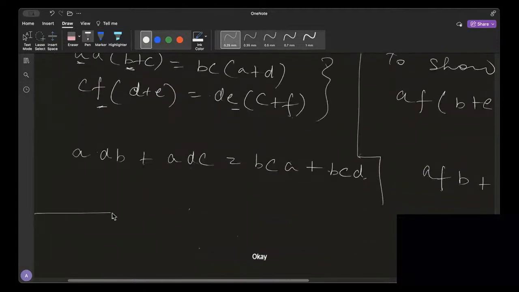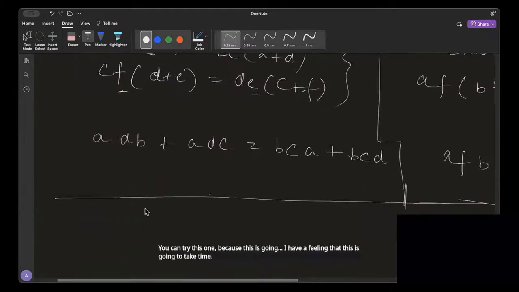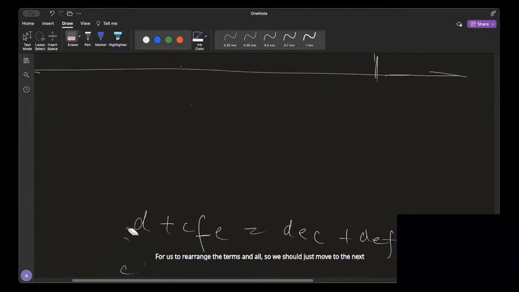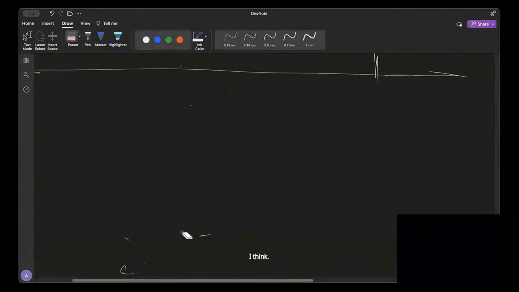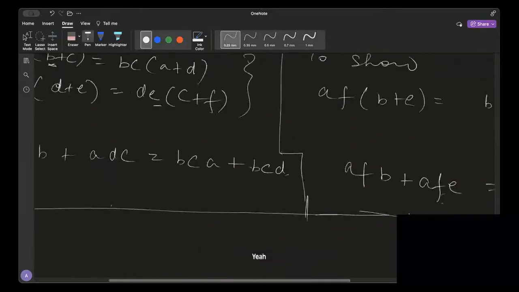Okay, you can try this one, but I have a feeling that this is going to take time for us to rearrange the terms at all. So we should just move to the next question, I think. Better, ma'am, because it's just algebraic manipulation.